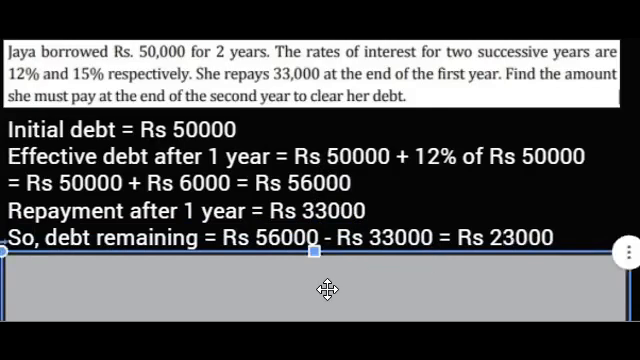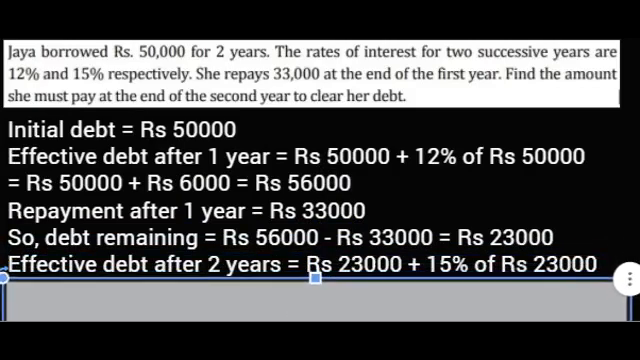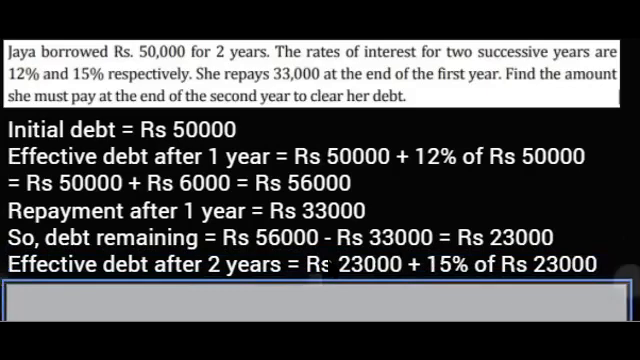So for the second year, notice that the rate of interest is 15%. So now her effective debt after 2 years will become the 23,000 that was remaining, the balance 23,000 plus 15%, because for the second year, the rate of interest is 15%. So we have 15% of what was left. So 23,000 was left. So we calculate 15% of 23,000.